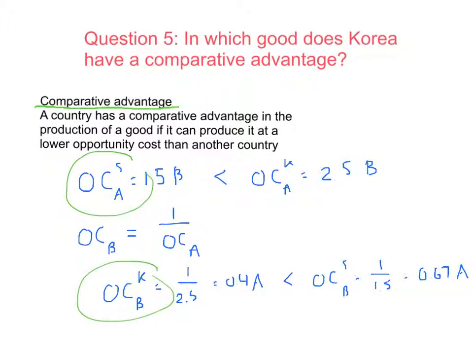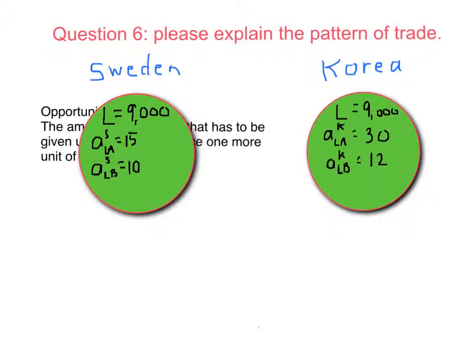Once we understand the pattern of comparative advantage, or who has comparative advantage in which good, we can easily determine the pattern of trade. So, since Sweden has a comparative advantage in good A, we know that Sweden is going to be exporting good A to Korea in return for good B. This is going to be the pattern of trade then.